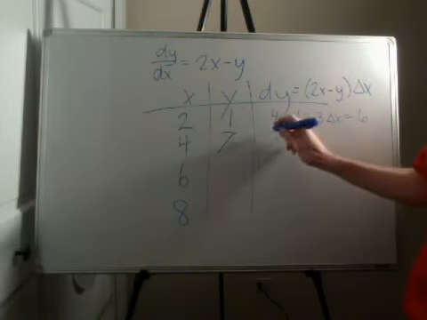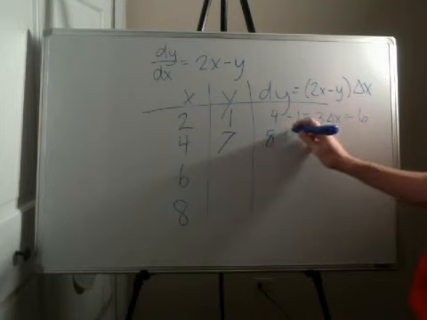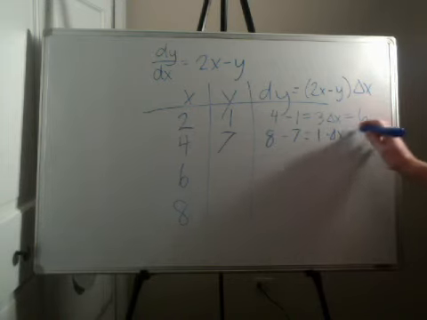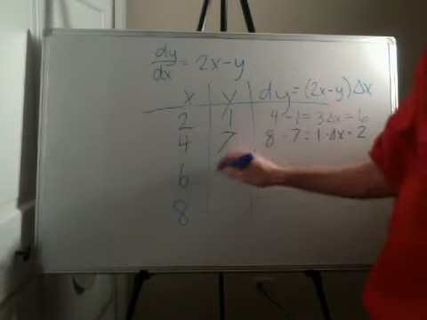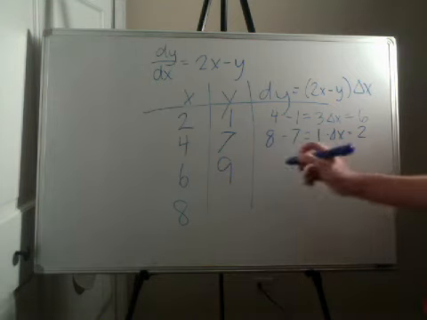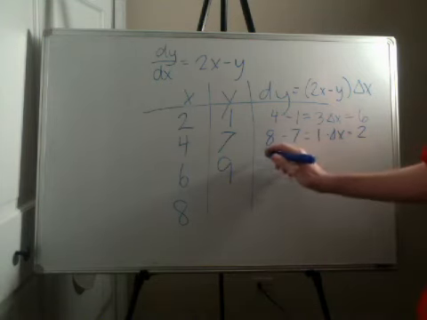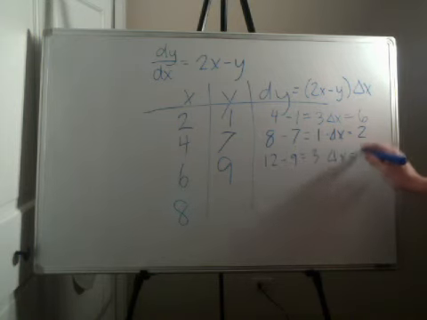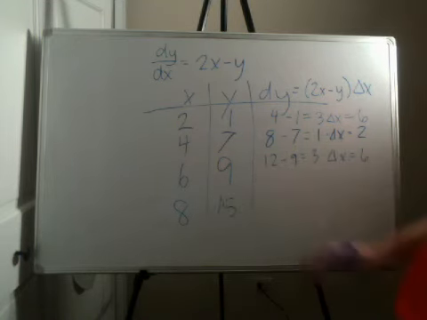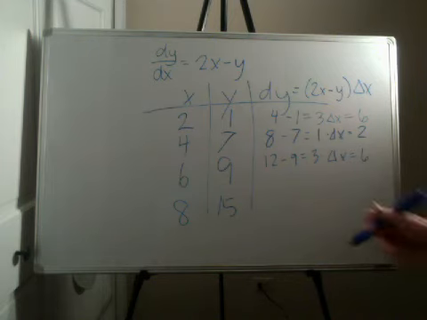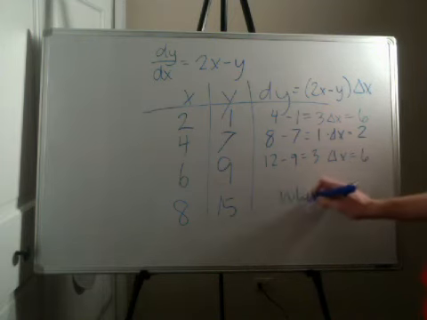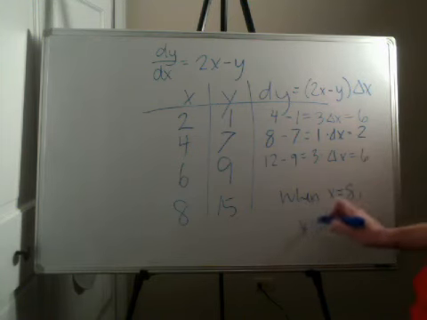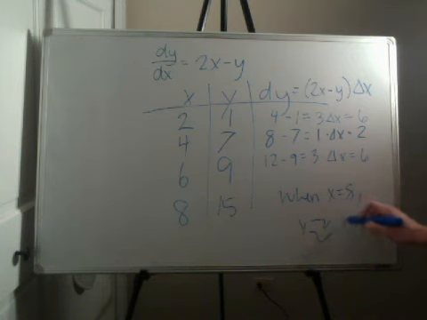Do that again. 2 times x is 8 minus y, which is 7. So you get 1 times change in x, which is 2. Add 2 to 7, you get 9. Last but not least, we're going to do 2x, which is 12, minus 9, which is going to be 3, times change in x, which is 2, so that's 6, and add 6 to this, and you get 15. And therefore, you can say that by Euler's method, when x equals 8, y approximately, that's the worst approximately symbol ever, equals 15.